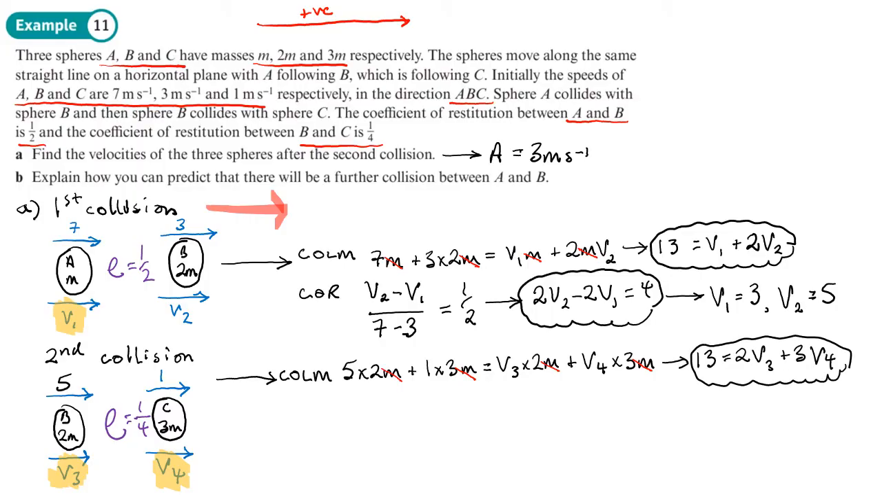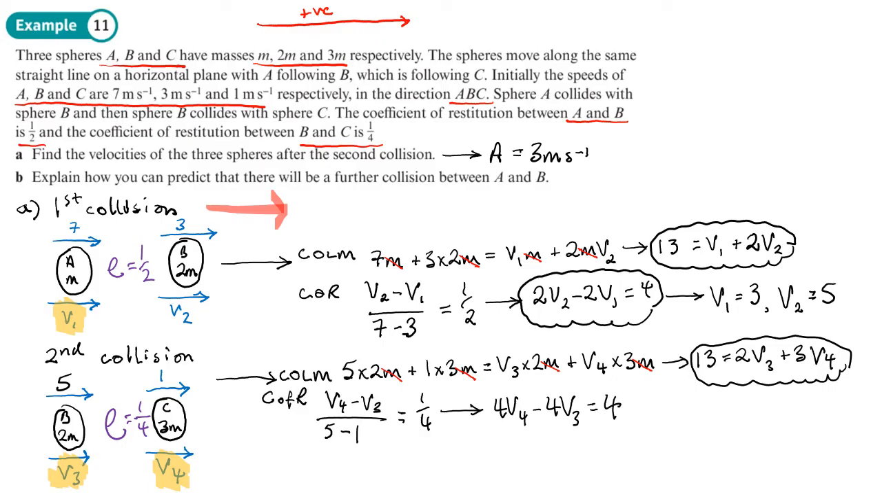And now coefficient of restitution. Speed of separation is going to be v4 minus v3 over the speed of approach. Well, I can see that's 4, but I'll write down 5 minus 1. And this time that equals a quarter. Cross multiply, and I'll get 4v4 minus 4v3 equals 4.